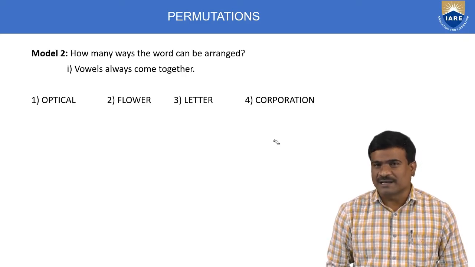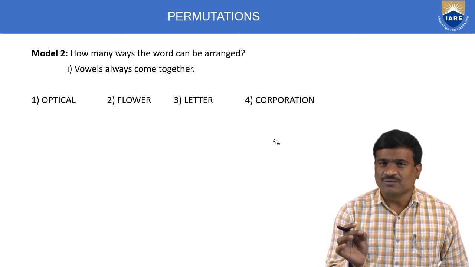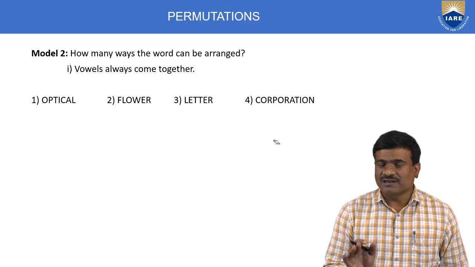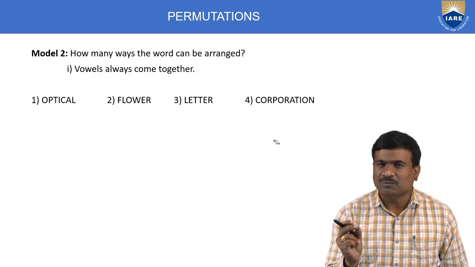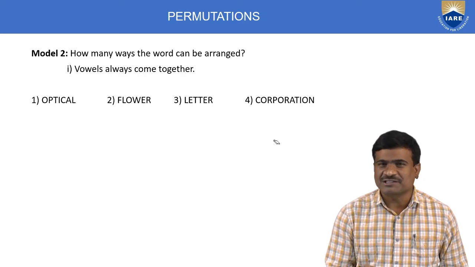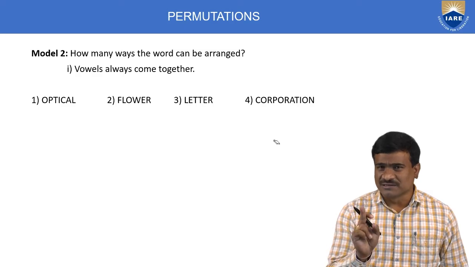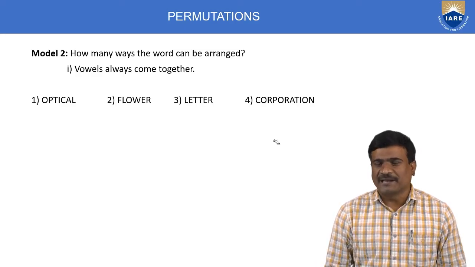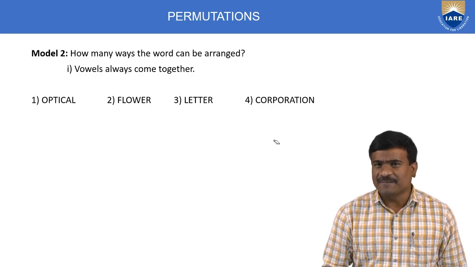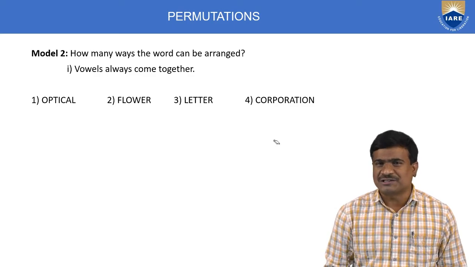First question, OPTICAL. Here once again, your event condition is that vowels always come together. Next, we also find out the probability. Probability exists in permutation and probability exists in combination. Suppose in this question we find out probability n(E) by n(S), where n(E), vowels always come together, is called the event condition.